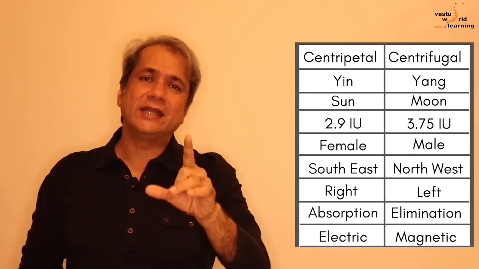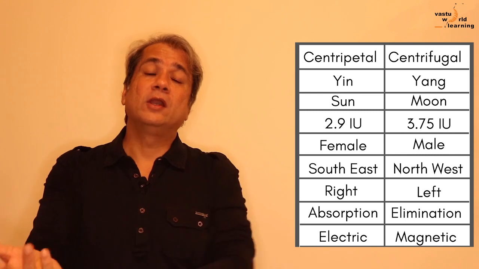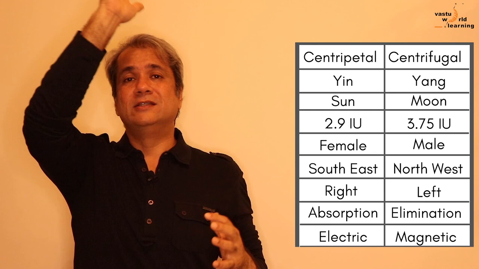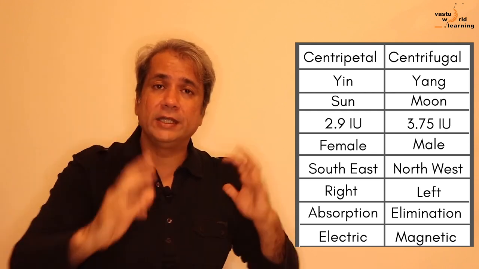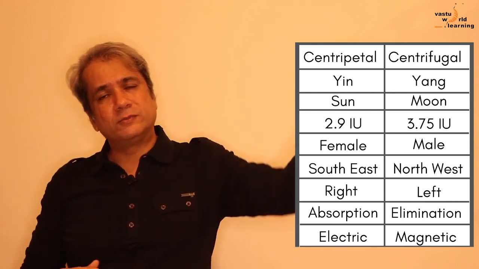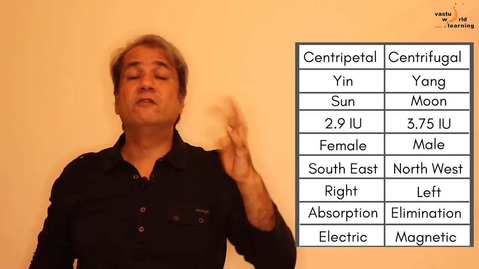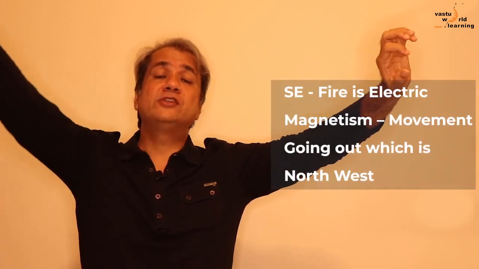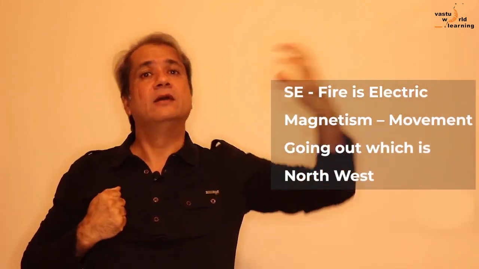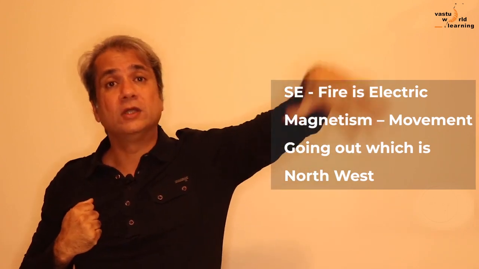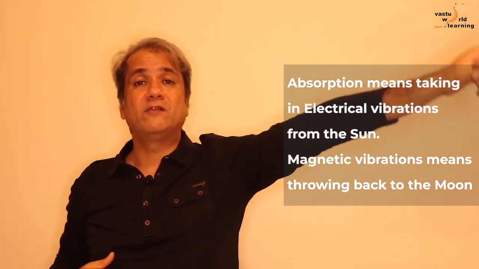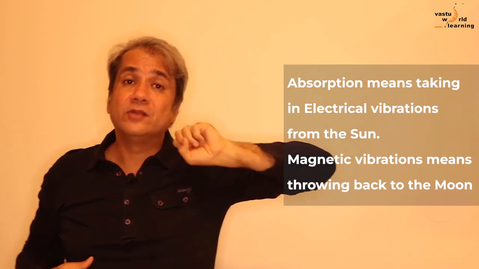Keep a record of it, understand it, and then try to recall it whenever we talk about 5 elements in 9 directions. Whenever we talk about the central body, dorsal body, frontal body, lymphatics. Whenever we are talking about absorption and elimination. Whenever we are talking about magnetism and electric. So southeast, fire is electric because it is taking in. Magnetism is movement which is going out, which is northwest. So when you are absorbing the electrical vibration from the sun, and when we are throwing to the moon, it is magnetic vibration because it is movement, it is going out.